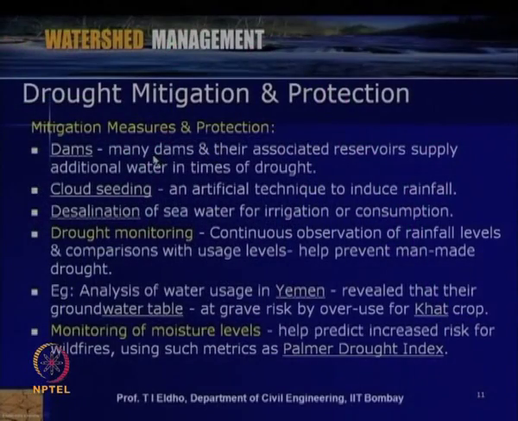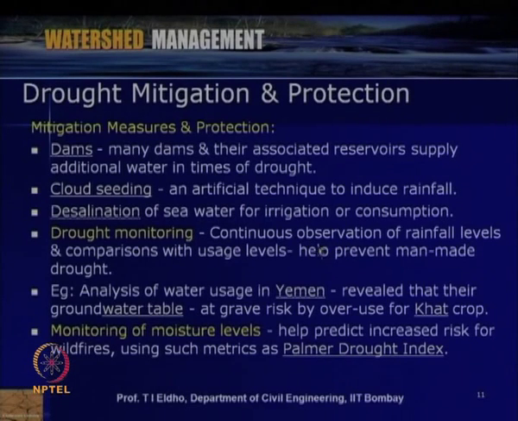When we look into drought mitigation, we have to look into protections like dams. We can have many dams, and their associated reservoirs supply additional water in times of drought. So in drought prone areas, we can look at the possibility of having more dams so that we can store more water. Then we can also get rainfall artificially through cloud seeding, an artificial technique to induce rainfall. Another option is desalination of seawater for irrigation or consumption, as we discussed.